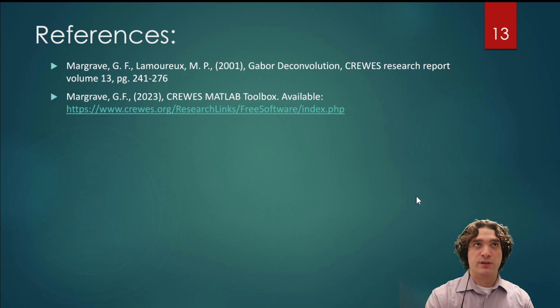The references used in this work are the Cruise MATLAB Toolbox, which is available at this link, and a paper by Dr. Gary Margrave and Dr. Michael Amaro from the Geophysics and Math Department of the University of Calgary.